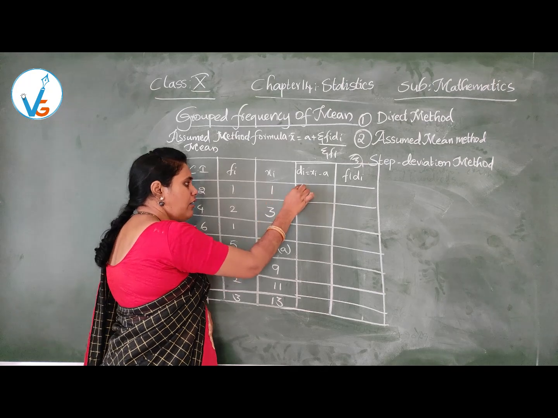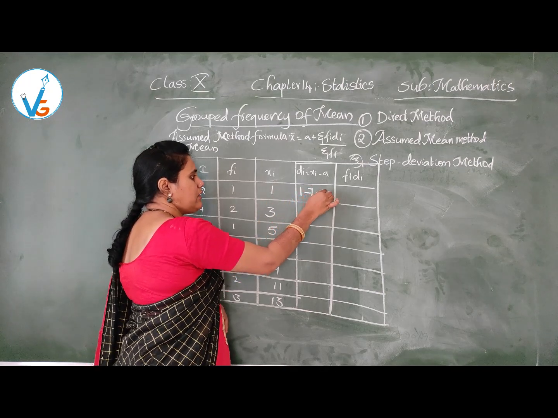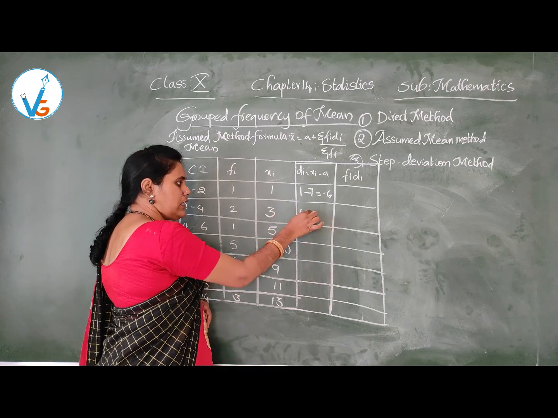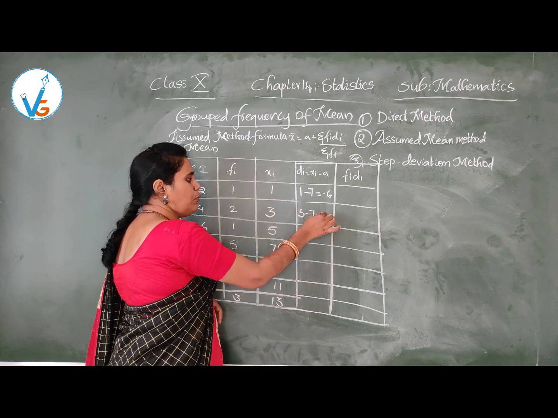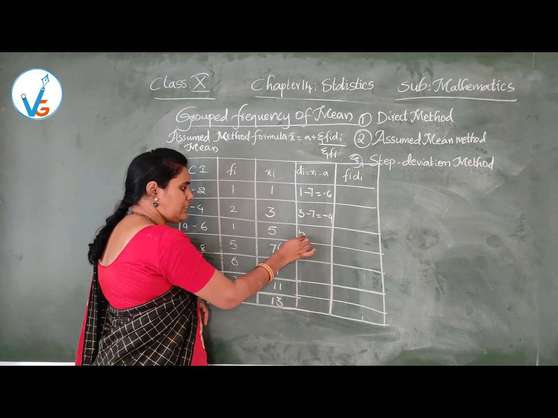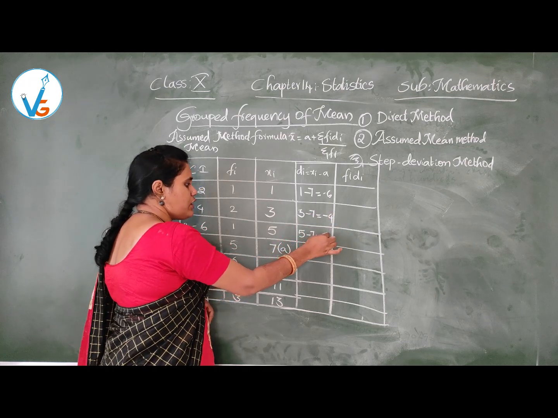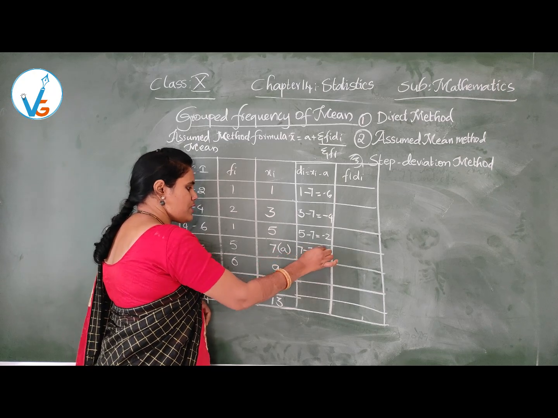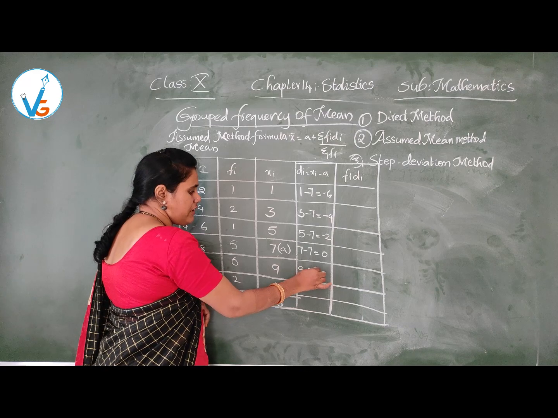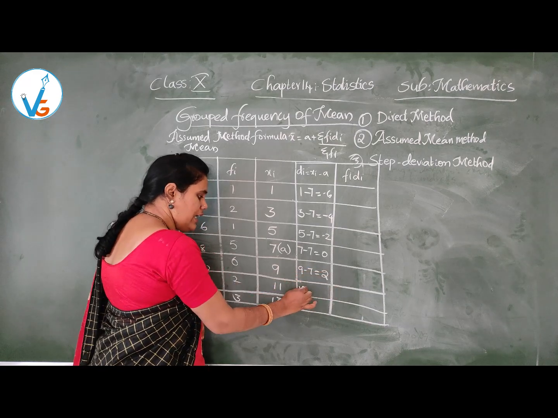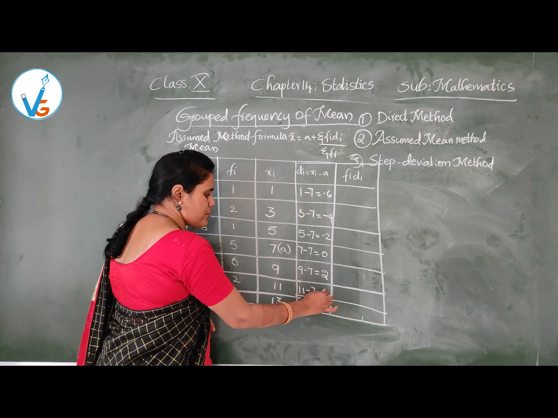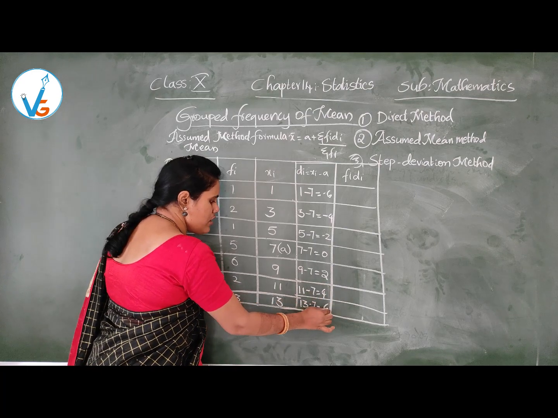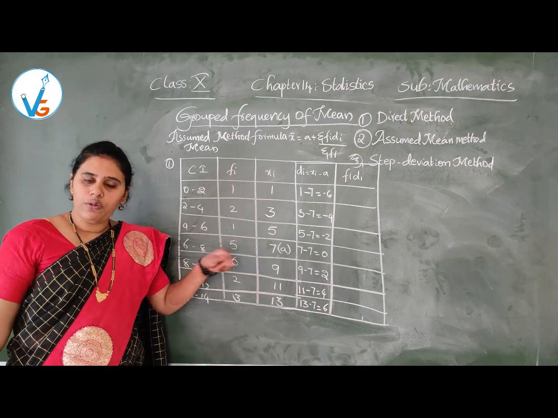What is your xi? 1 minus 7, which is equal to minus 6. Next, what is your xi here? 3. 3 minus 7, which is equal to minus 4. And here it is 5. 5 minus 7, which is equal to minus 2. And here 7 minus 7, which is equal to 0. And here 9 minus 7, which is equal to 2. And here 11 minus 7, which is equal to 4. And here 13 minus 7, which is equal to 6. Now you know how to write your di.